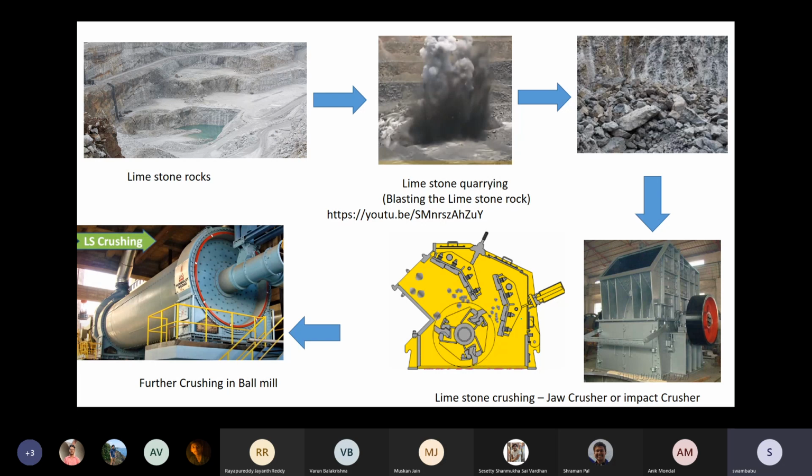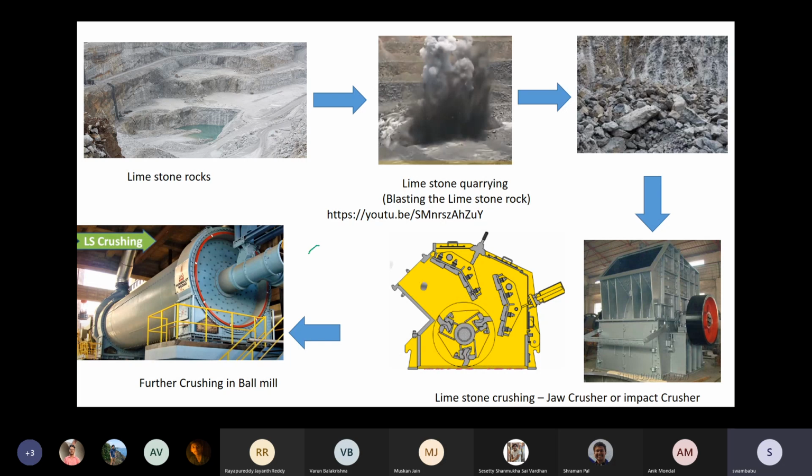The crushing can only reduce these big chunks to particles of a few millimeters, but it cannot reduce to fine particles in the micron range. Crushers cannot bring it to the micron range. To bring down the particle size to a very fine size, you will do the ball milling. I'm sure you learned this ball milling in the mechanical operations course.